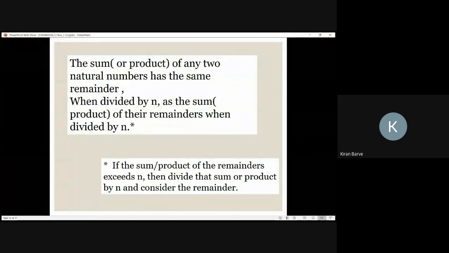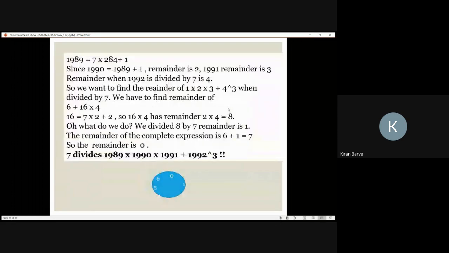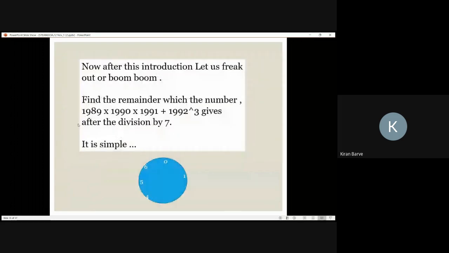So the rule is: the sum or product of any two natural numbers has the same remainder when divided by any general n as the sum or product of their remainders when divided by n. If the sum or the product of the remainders exceeds n, then divide that sum or product by n and consider the remainder.